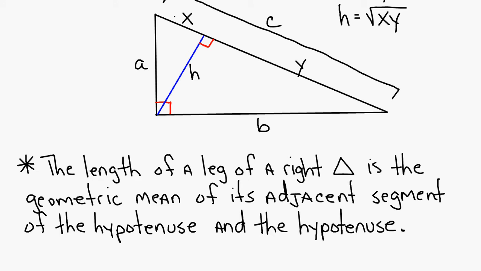So here's what that means. The length of A, they're saying that A squared is equal to x times c. It's the adjacent segment of the hypotenuse and the hypotenuse. So x, c. Or another way of writing that is that A is equal to the square root of x times c. Both of those are true.